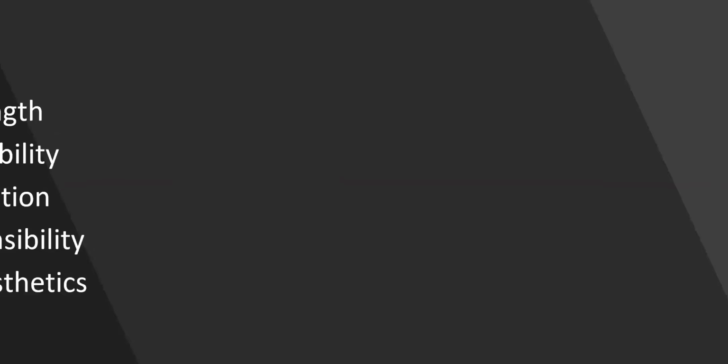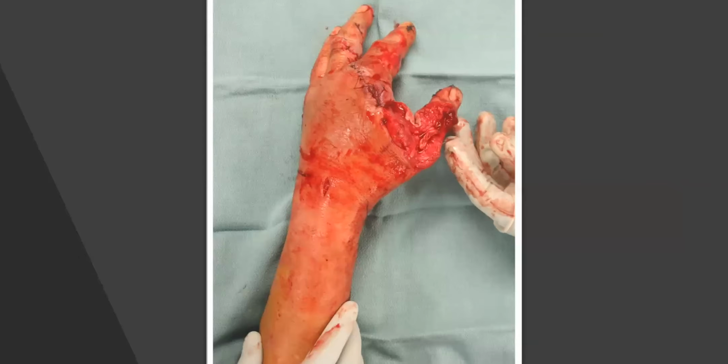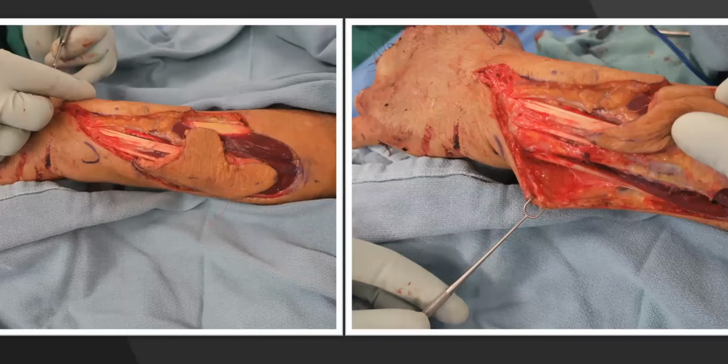So what are our reconstructive goals? As has already been mentioned, these are the main goals and what our outcomes are really measured against. And so in a patient like this who has incurred a traumatic amputation of the index finger, dorsal degloving injury, as well as trauma to the web space, our goal is really to preserve mobility as well as to prevent adduction contracture.